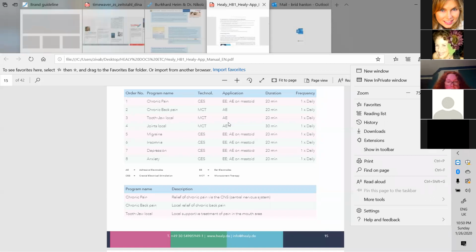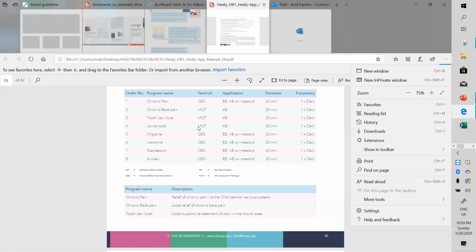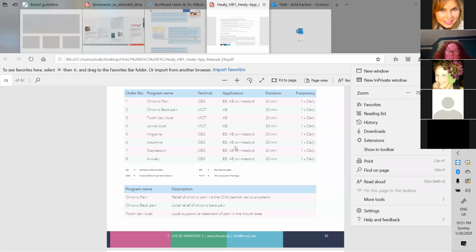Somebody did ask a question last week as to whether these programs where you're supposed to use the ear clip, could you just use the wrist electrodes for those? Well, I personally don't think that's ideal. Not ideal, but it's possibly okay. I mean, it's something that you could test.